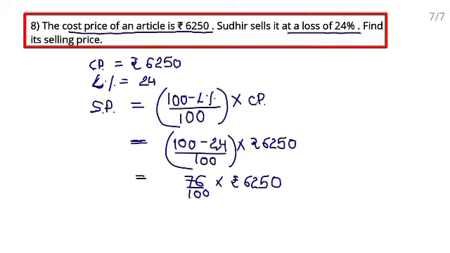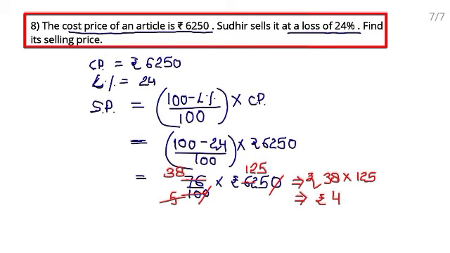Now calculate it. 0 to 0 cancel out. 2 5s are 10. 2 3s are 6. 2 8s are 16. Now by 5. 5 1s are 5. 5 2s are 10. 5 5s are 25. So this is rupees 38 multiply 125. When you will multiply them, you will get 4,750. This is your answer.